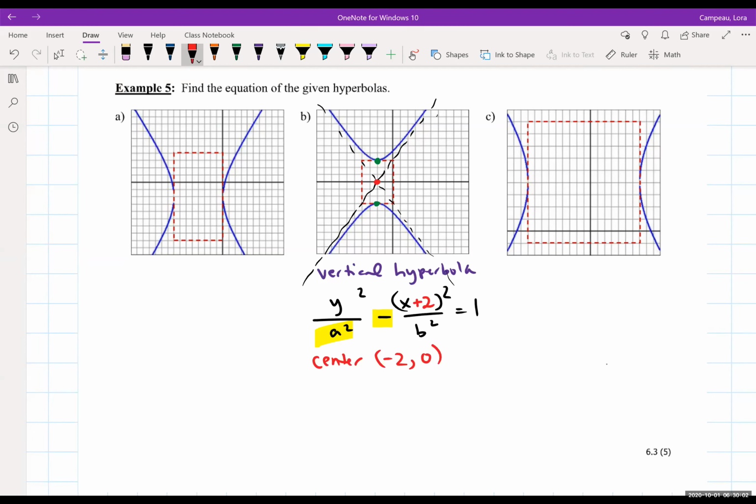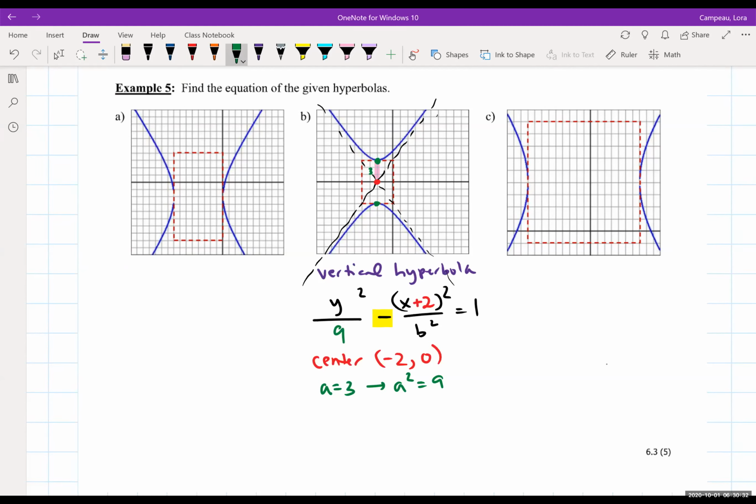So now that you have your vertices and the way the box is drawn, we can count to figure out who our A and our B are. Notice that the A has to do with the vertices. I can count. I'll highlight this in pink. I just want to figure out the length of that segment. It happens to be 3. So that's telling me that A is equal to 3, which gives me the fact that A squared will be 9. So now we can replace this with a 9.